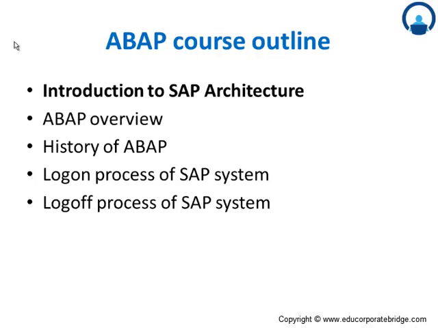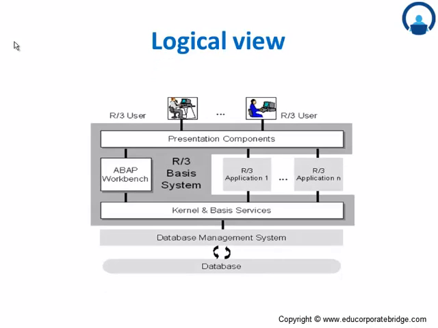So first we'll check with the logical view of an R3 architecture. Now this particular diagram shows how R3 basis system, that is a real-time 3-tier basis system, forms a central platform within the R3 systems. R3 systems are nothing but real-time 3-tier systems.